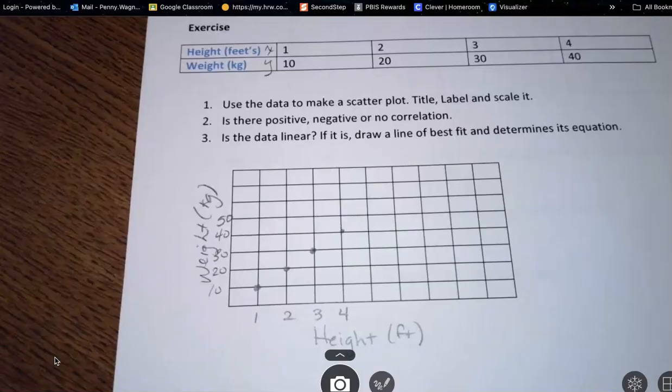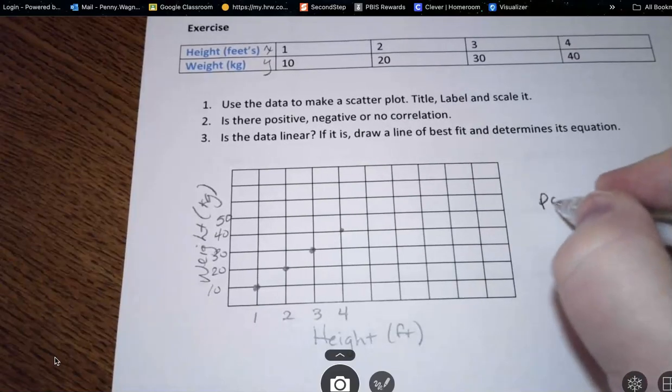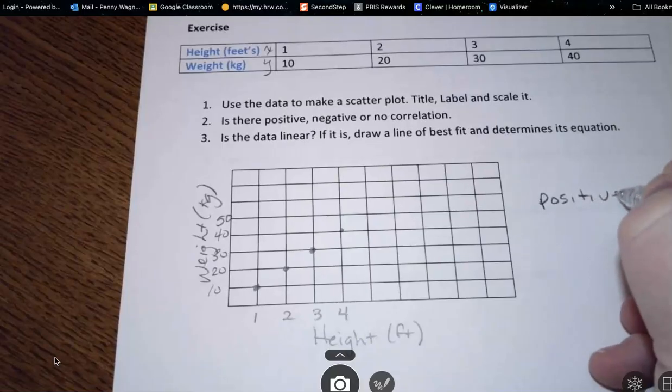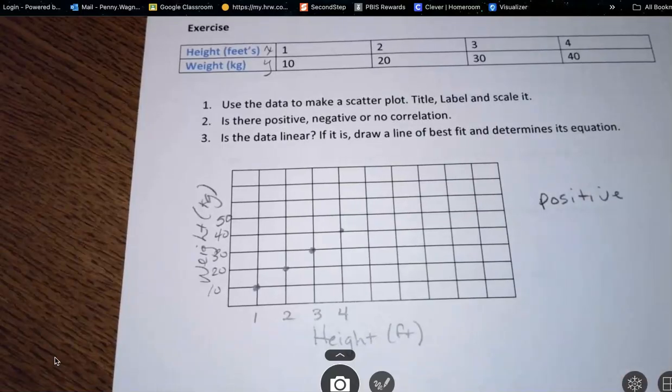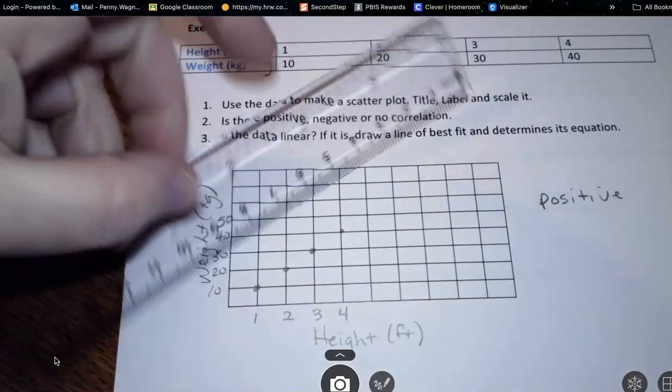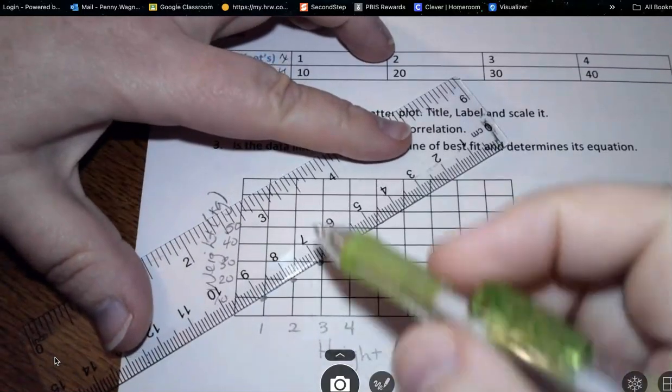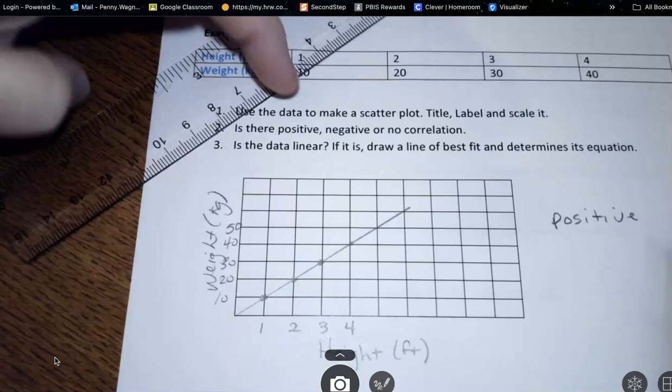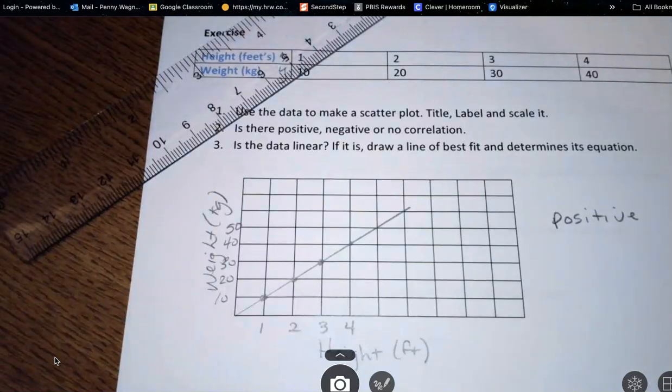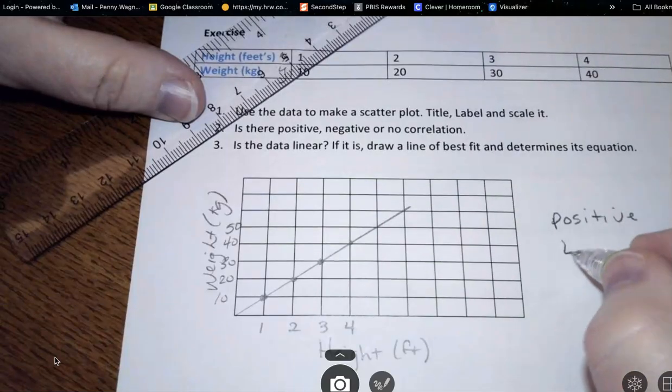Okay, so now that we have it drawn, labeled, and scaled, our thing's already there. Is this a positive, negative, or no correlation? And if you said positive, that is correct. Is it linear? Can I draw a line for them to either be on the line or very close to the line? Yes, it is linear.